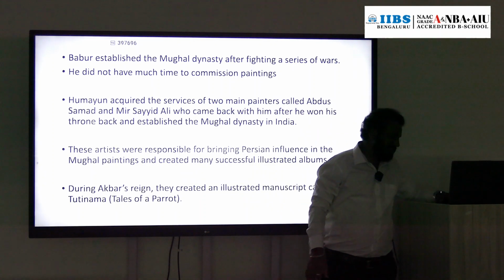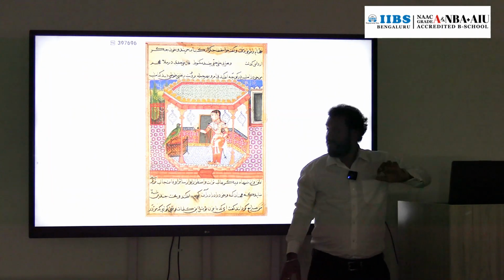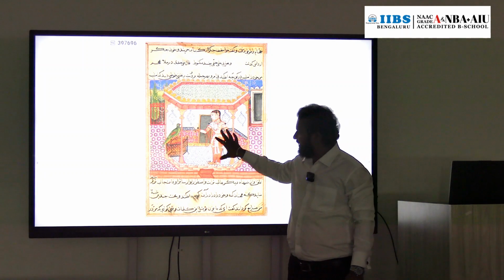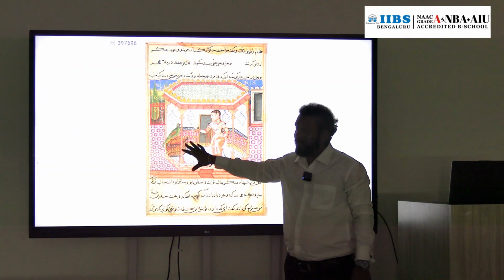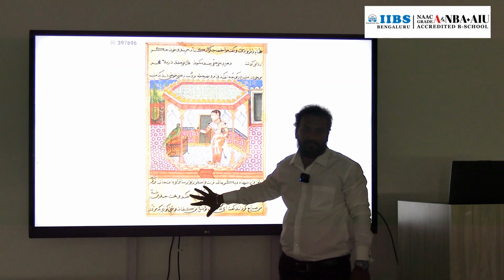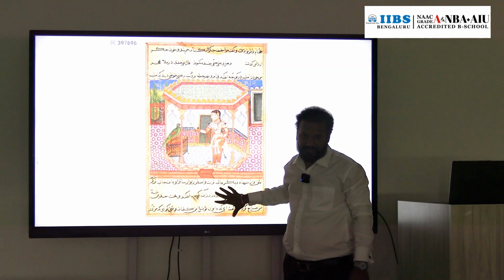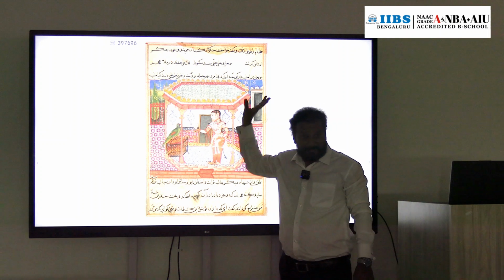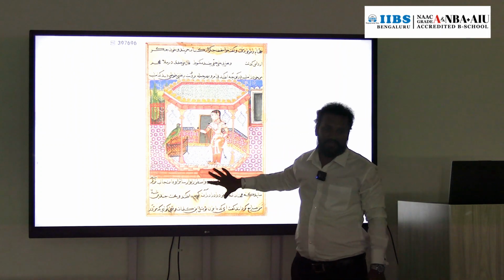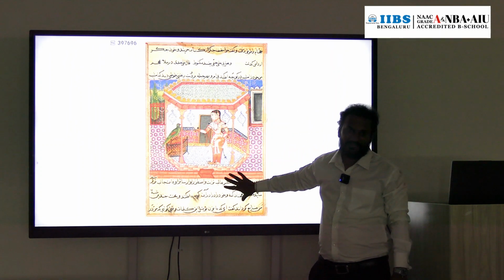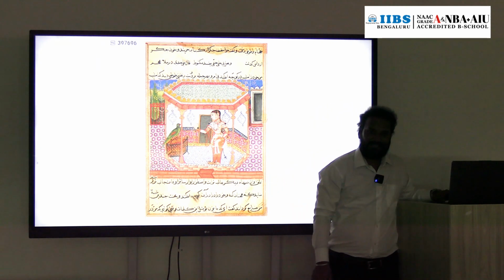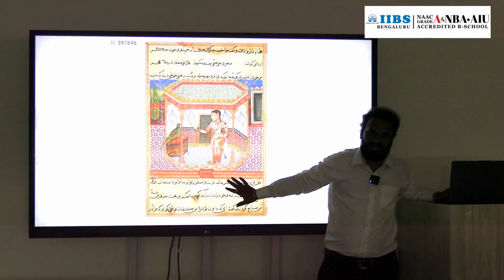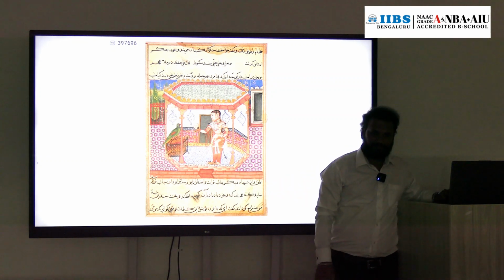Tutinama, for example, tales of a parrot. See, there is one lady, here one parrot, okay, and here if you observe there is a script. This is a story, the script is about the story of these 2 characters. In this painting, can you read it? Okay, so manuscript illustration is also there in Mughal painting.